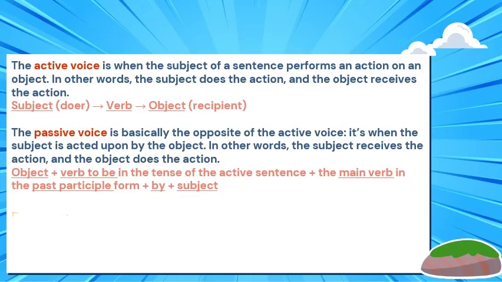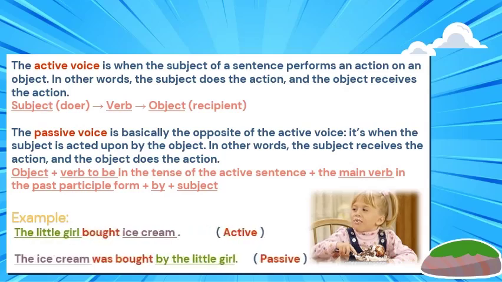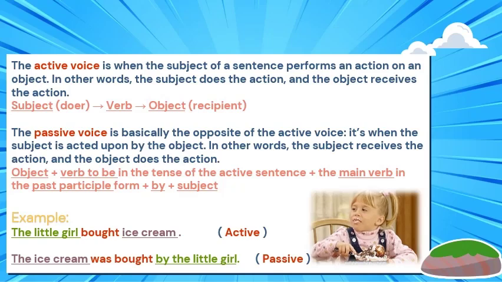Let's see some examples. The little girl bought ice cream. This sentence is in the active. The girl here is the subject, bought is the verb, ice cream here is the object. Bought here is in the past. So when the sentence is in the past in the active voice, let's change it to the passive. We will start with the object. Where is the object? Ice cream. So let's start with this.